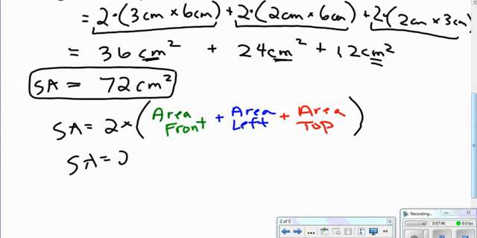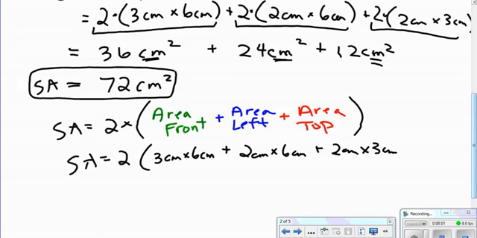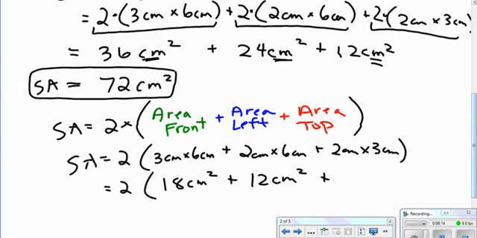Okay, and so that would look something like this. So surface area equals 2 times 3 centimeters times 6 centimeters plus 2 centimeters times 6 centimeters plus 2 centimeters times 3 centimeters. Okay, and then following our order of operations, multiplying needs to happen before adding does. So 18 centimeters squared plus 12 centimeters squared plus 6 centimeters squared.